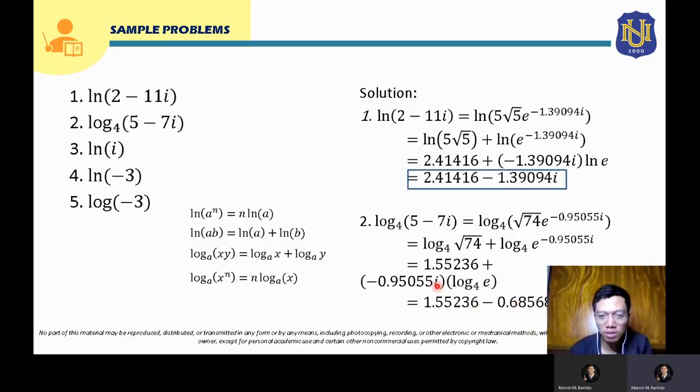So that is actually 0.72138. But we're going to multiply that further by negative 0.95055i. So the answer will be negative 0.68568i for that term. Again, that is log of e with base 4 times negative 0.95055i, which is negative 0.68568i. So this will be the answer, 1.55236 minus 0.68568i. This will now be the answer for this problem. Now let's proceed to sample problem number 3.